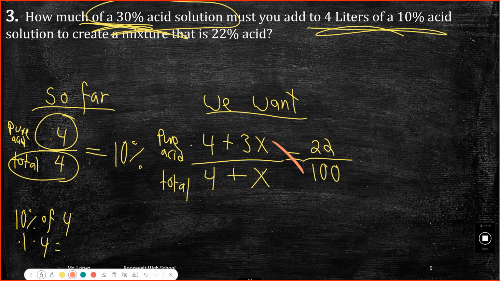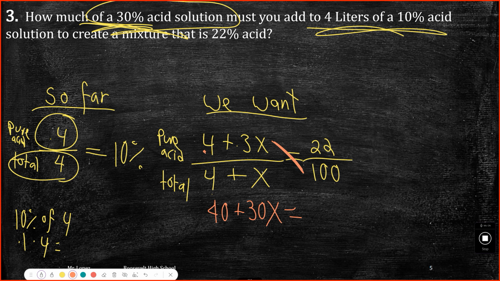Is that 0.4? Yes, 0.4. So what's 0.4 times 100? You guys got calculators? Help me out. Is it 40? 40 and then what? 0.3x. Is that 30?